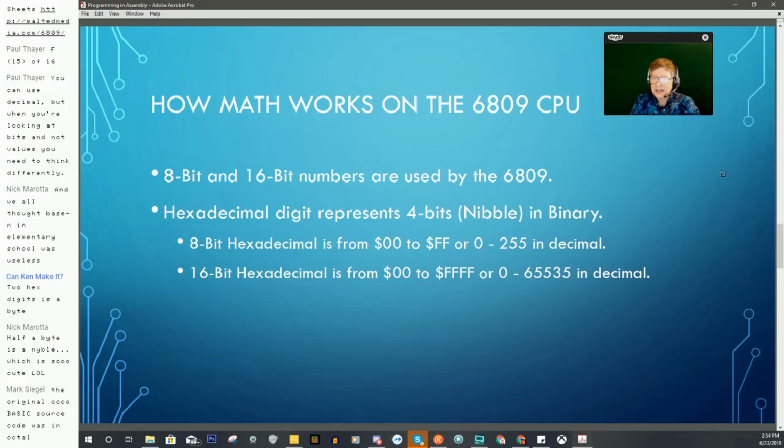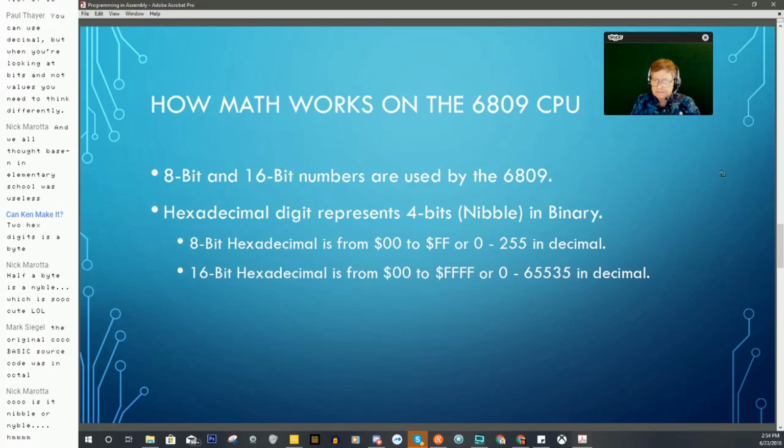Anyways, 8-bit and 16-bit numbers are used by the 6809. Now we're getting to the actual stuff of the microprocessor. That's why the 6809 is called an 8/16-bit CPU, because it can do both easily well.